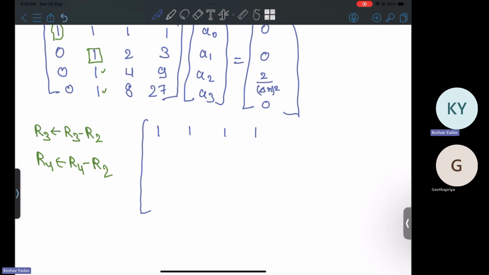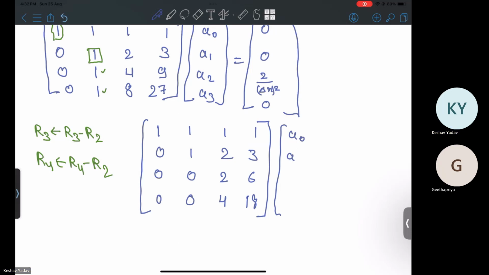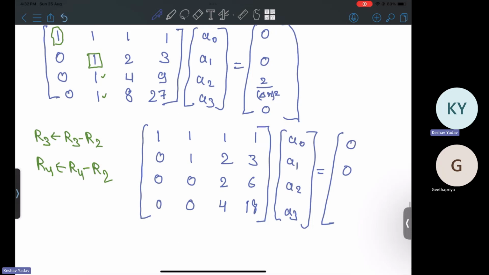Simply 1, 1, 1, 1. This is 0, 1, 2, 3. No change. 0. Here what will we get? 0, 0. 4 minus 2, 2. 9 minus 3, 6. This will be equal to 4. This will be equal to what? 9 subtracted, it will be 18. Okay. Then what is my A0, A1, A2, A3? In right hand side, what I will get? This will be 0. This will be 0. So no change in the RHS.